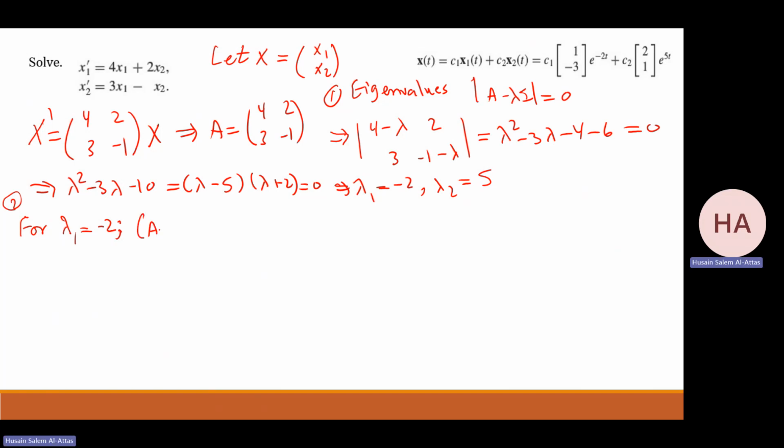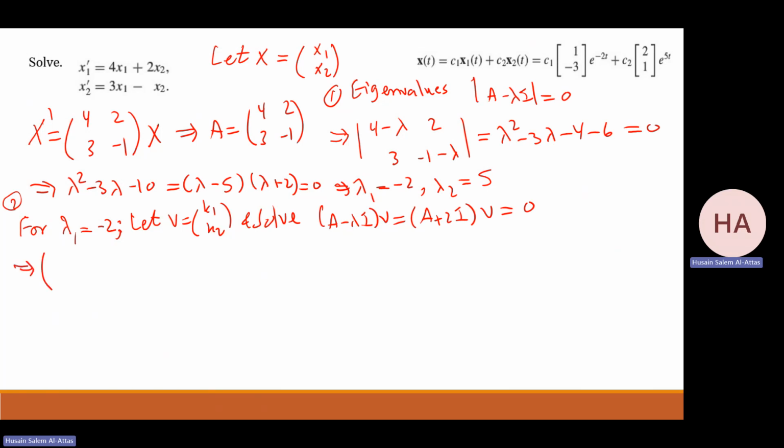So for lambda 1 equals minus 2, what will happen? I need to solve the system A minus lambda I times V. Just to remind you about what we did in chapter 6, I let V, the eigenvector, be k1, k2, and solve A minus lambda I times V, which is A plus 2I times V equals 0. So what kind of system do I have? Instead of lambda I write plus 2, minus minus 2, so it's plus 2. So I have 6, 2, 3, minus 1 plus 2, which will be 1, times k1, k2 equals 0, 0.